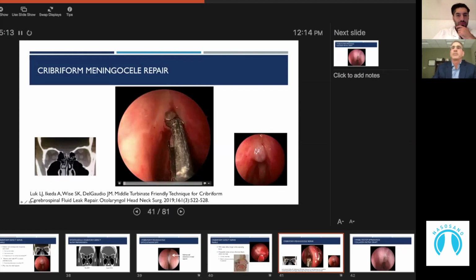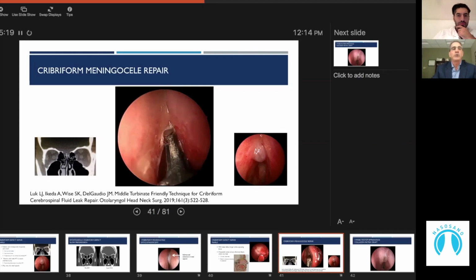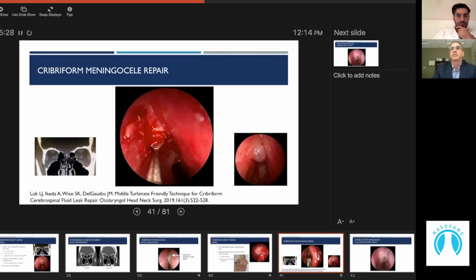So here's an example of a very small meningocele. This is actually a pretty common size, and I'm going to show you a repair. I do my repairs by preserving the middle turbinate. I open the ethmoids, do a complete ethmoidectomy, and I lateralize the middle turbinate. You see, I just bipolared the meningocele.